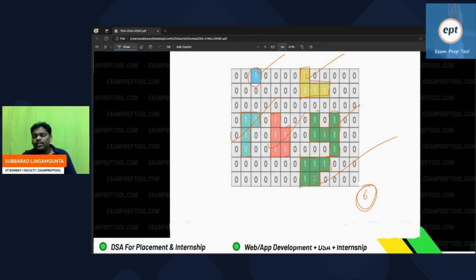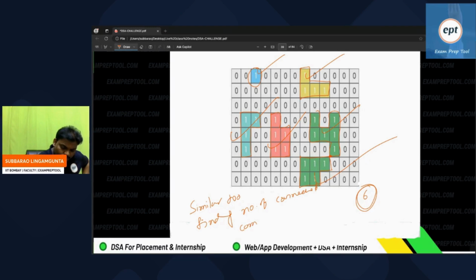Simply, the answer for this problem is to apply BFS or DFS. So I'm writing here: this problem is similar to finding the number of connected components in the given graph.